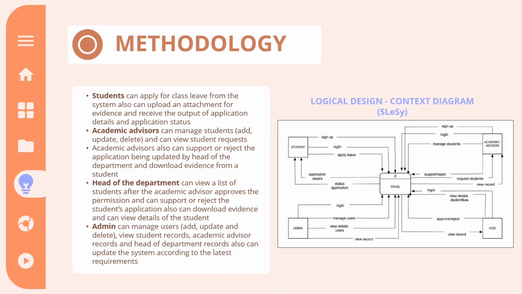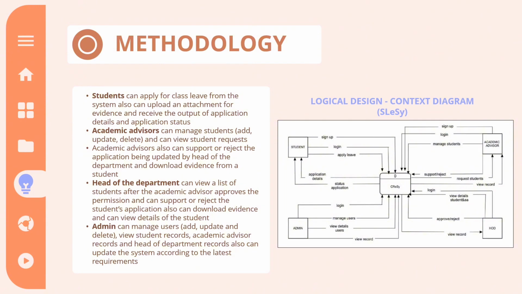So we have 4 users: student, academic advisor, head of department, and admin. Students can apply for class leave from the system, also can upload an attachment for evidence and receive the output of application detail and application status. Academic advisor can manage students, add, update, delete, and can view student requests.